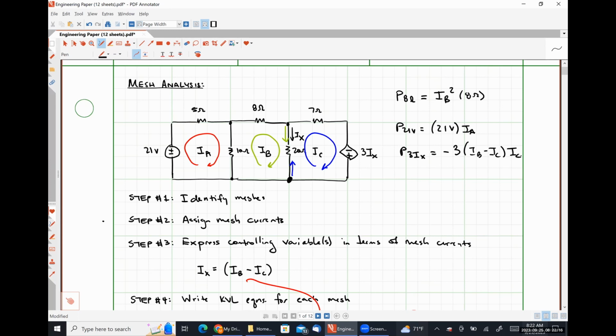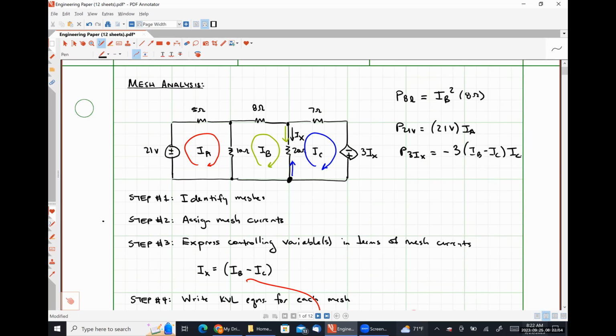Fantastic question. Isaiah just asked, when assigning mesh currents, should we always do them counterclockwise or clockwise? I assign all of mine as clockwise pretty much all of the time. I say pretty much because when I'm dealing with circuits that contain magnetically coupled inductors, I might choose to make my mesh currents go in opposite directions of each other just to give me more positive signs. But we're not going to have to worry about that in this class at all.